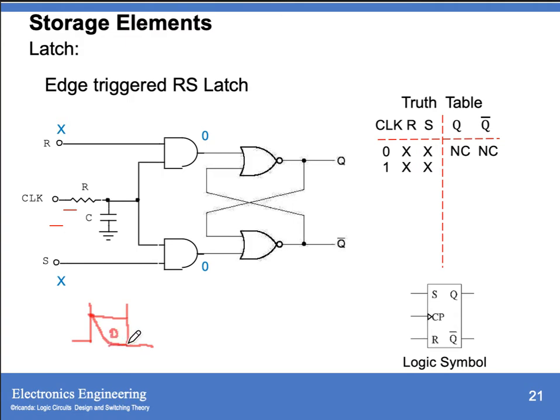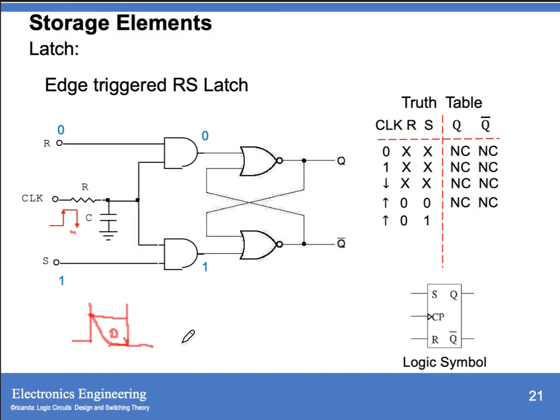So therefore, since it is connected to your NOR, that is no change. Then if it is going down, that is also no change. And if it is going up, then we have 0, 0 as your input. So therefore, the outputs of your two AND gates are also 0. So that is no change.